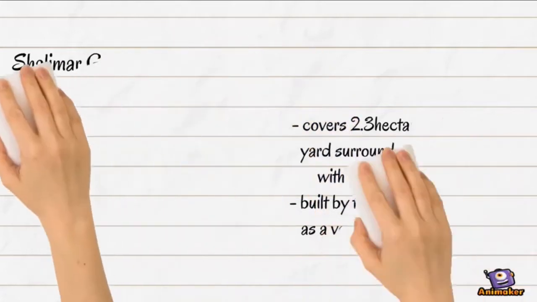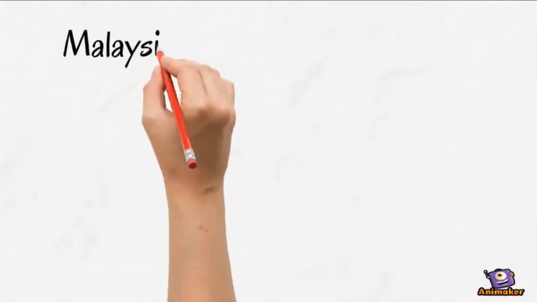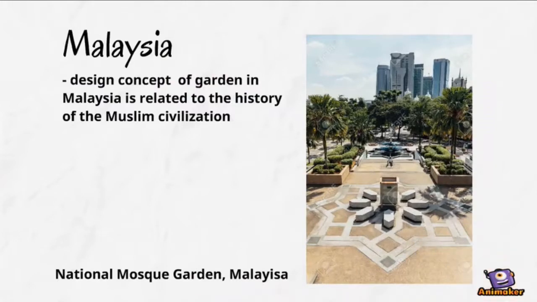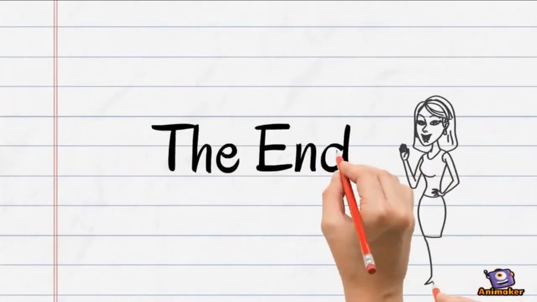Malaysia. National Mosque Garden. The design concept of garden in Malaysia is related to the history of the Muslim civilization. The end.